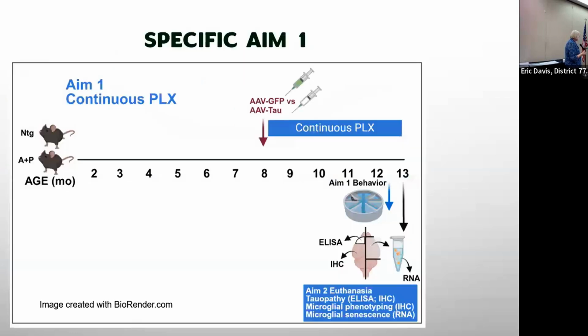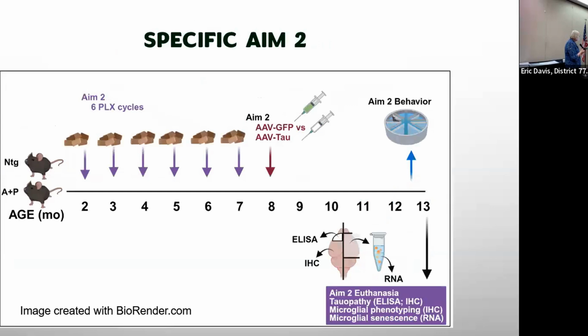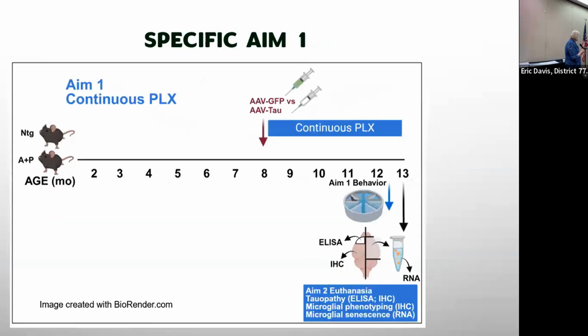And so just to give you a few details about how these experiments are going to work, in aim one of my project, we're going to start with these mice that we have. We're going to grow them until they get to an age where they have a lot of amyloid. We're going to use our gene therapy approach to put in the tau that's going to form the tau pathology.